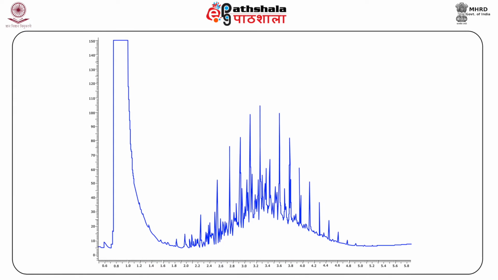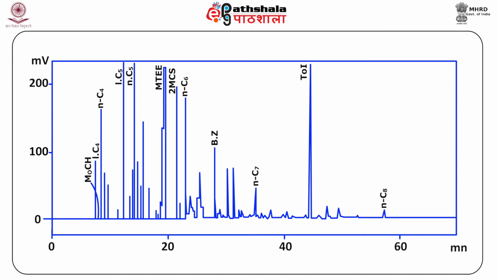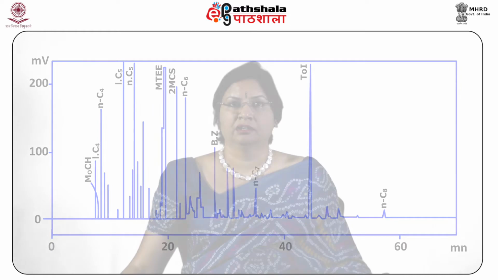This is how the gas chromatogram of diesel looks like. This is how the gas chromatogram of kerosene looks like, and this is how the gas chromatogram of gasoline looks like. So you can clearly see the difference between the peaks, their values, their location and the nature, and that all has to be compared when you are taking a sample and finding out its gas chromatography and taking out its chromatogram.